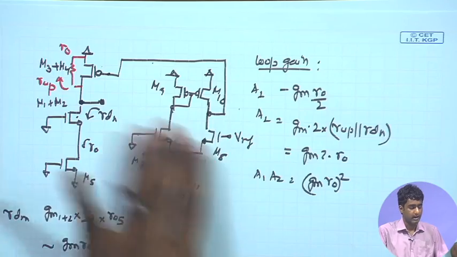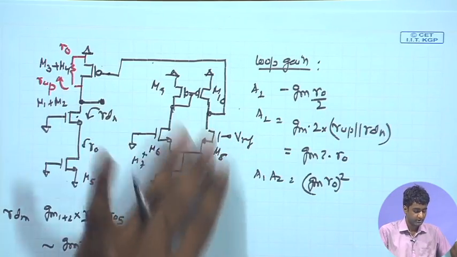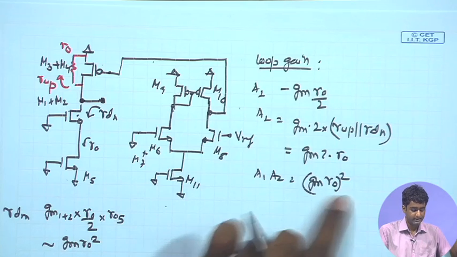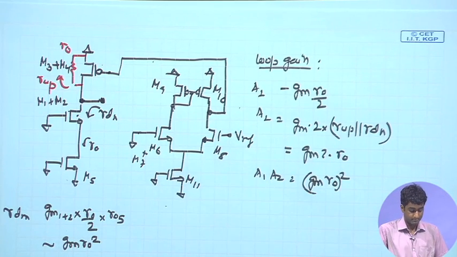So, ultimately we have two amplifier stages, both of them active load. So, we expect that the final expression should have gm ro square term coming up.